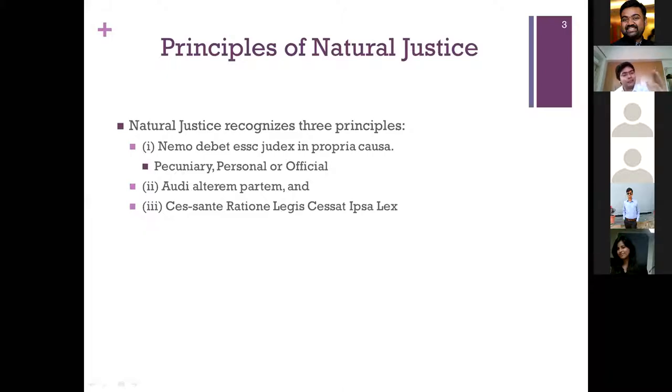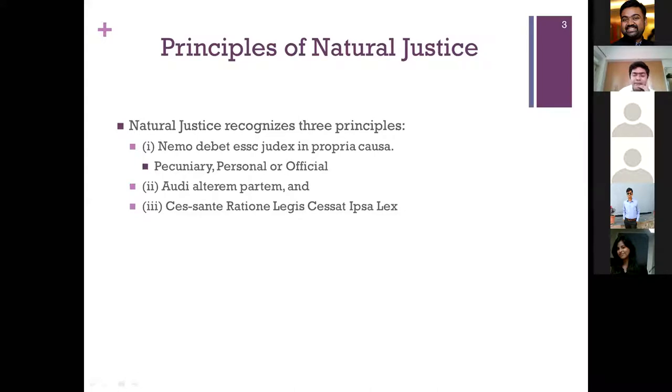And therefore, to remove that perception, if your son or daughter is involved in a hostel fight when you are a warden, you will typically be expected to recuse yourself and let someone else who has no stake in the matter decide this case. A classic Supreme Court case which captures this idea of personal bias is Kripak versus Union of India, the 1969-1970 Supreme Court case.